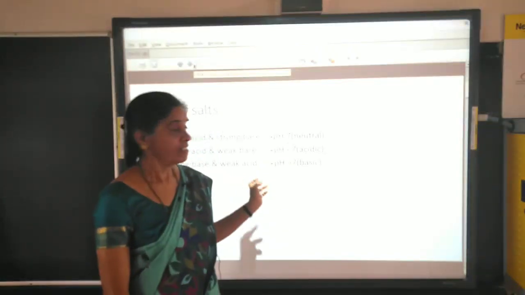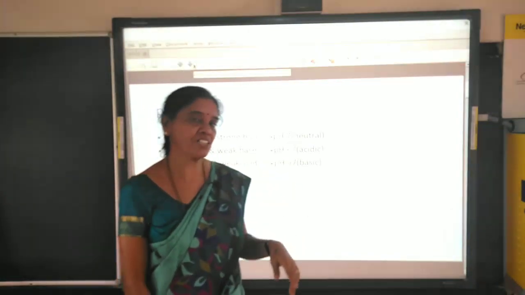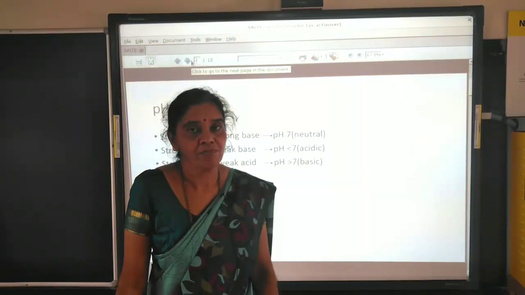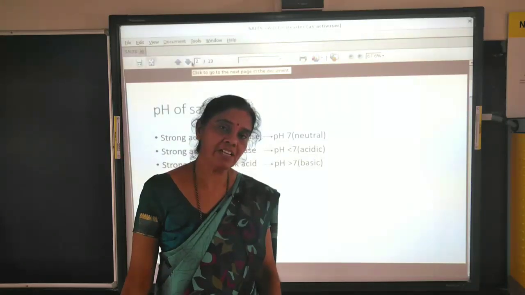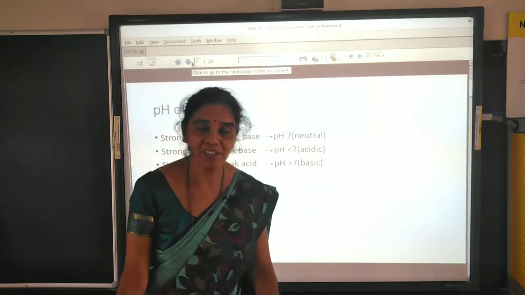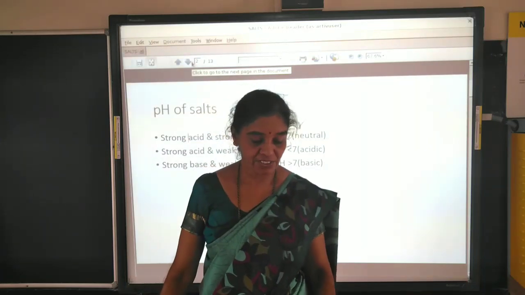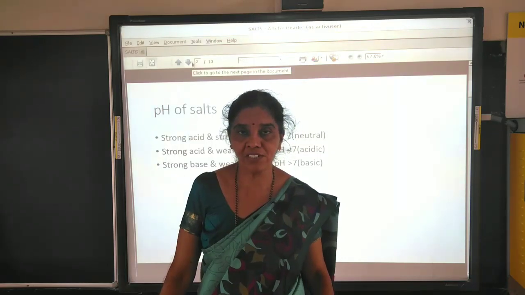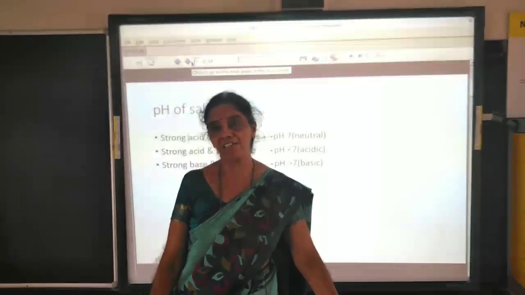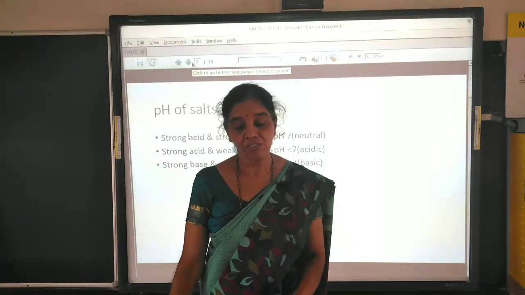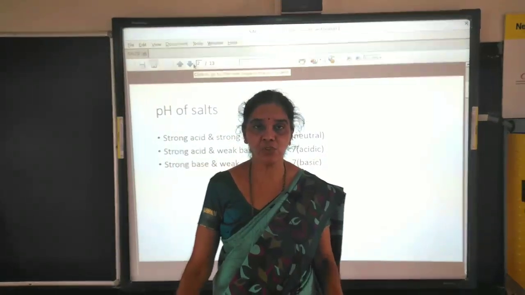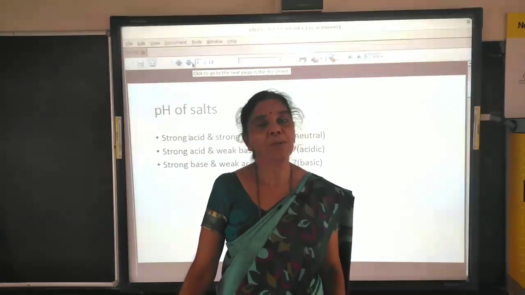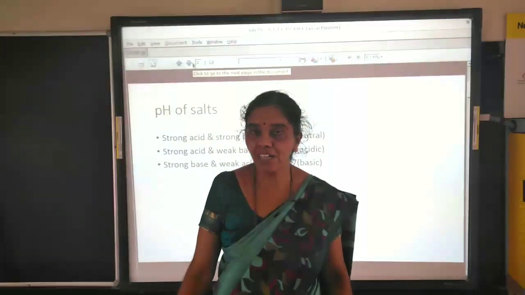And the salt is basic in nature when a strong base reacts with a weak acid, then the pH of the salt is more than 7. Then we studied an important salt, sodium chloride, which is used as a starting raw material to produce various materials which are very important in our life. One of the important materials, sodium hydroxide, and chlorine gas and hydrogen gas, we get by a process called the chlor-alkali process.